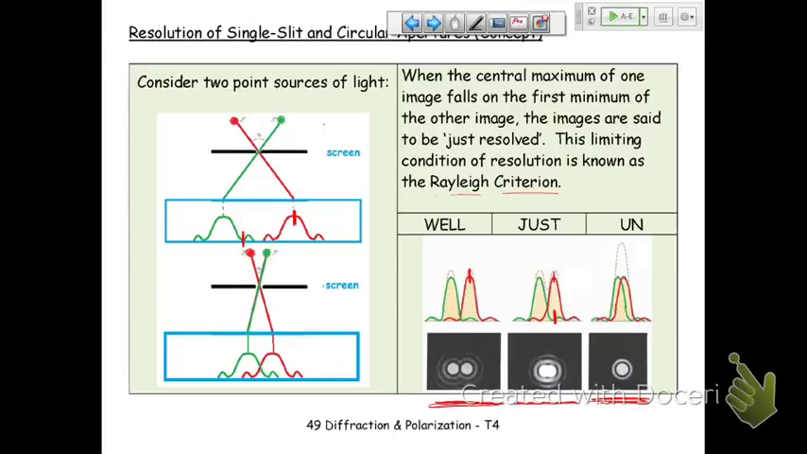I'd like you to be able to look at these diagrams or these images and tell me which is well resolved, which is unresolved, and which is just resolved. And I'd like you to be able to tell me the Rayleigh criterion if I asked you for it. Okay?